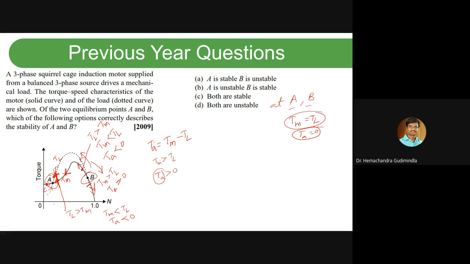So we can say that A is stable, but B is not, or we can say B is unstable. So here in the given options, A is stable, B is unstable. Option A is the correct one.